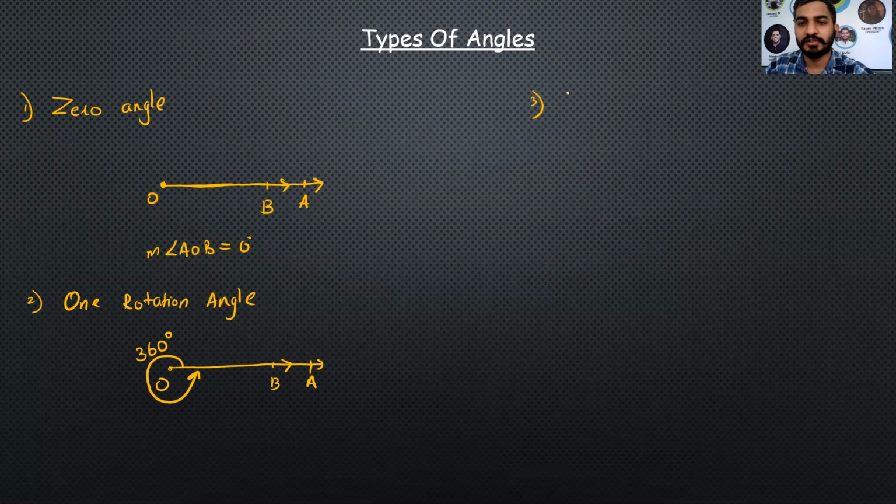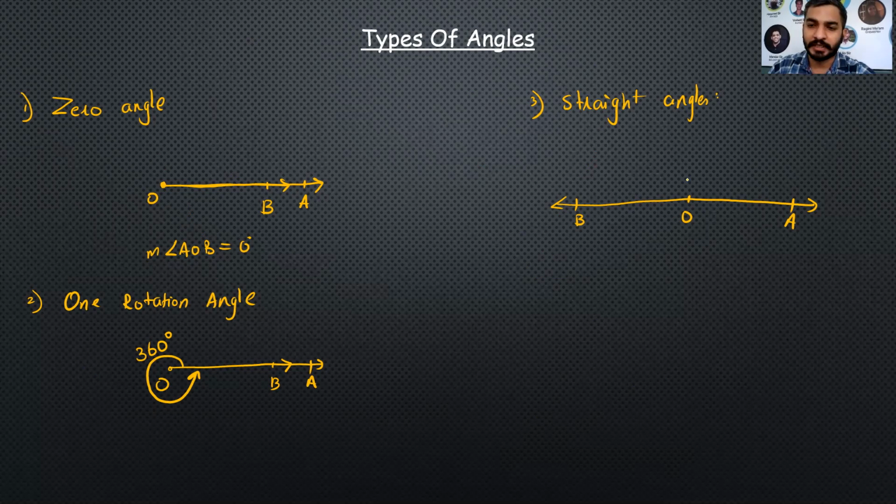Next, we have straight angle. As the name says, a straight angle means that it will be along a straight line. Suppose I draw a straight line O, A, B. Do you know how much angle it forms along a straight line? Yes, it forms an angle of 180 degrees. So when the measure of angle AOB is equal to 180 degrees, be it anti-clockwise or clockwise, it will form a straight angle. Such angles are called straight angles.